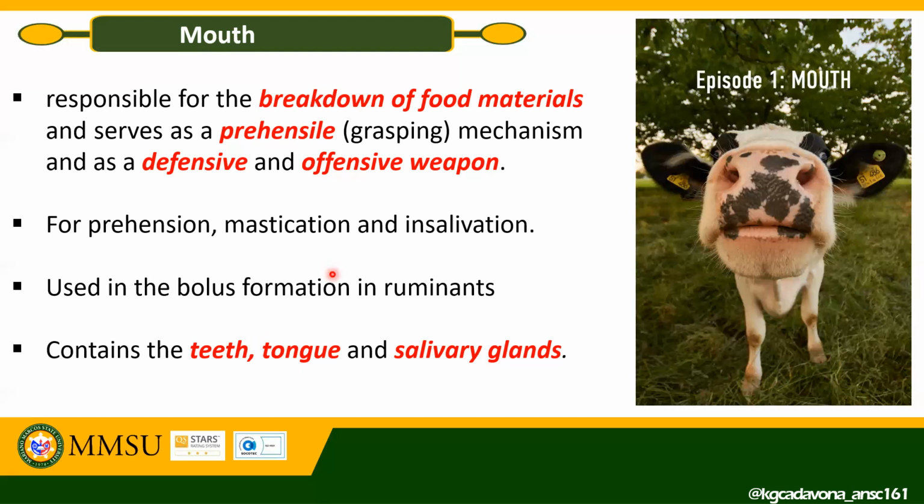Then of course, the mouth is also used as a tool in bolus formation in dairy as well as in ruminant animals. So what is this bolus? This is the ground or chewed food within the mouth mixed with the saliva. As I have said, since the mouth is the start of the digestive system, it contains structures that assist in the digestive process in the body of dairy animals, which include the teeth, the tongue, and the salivary glands.